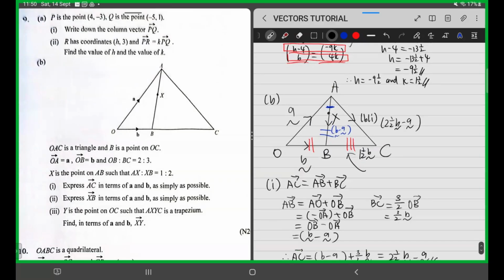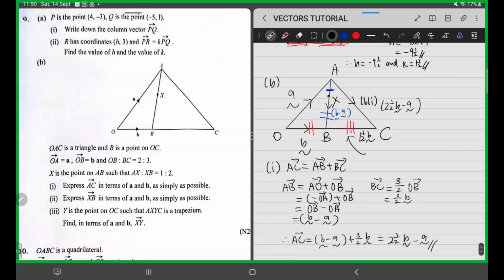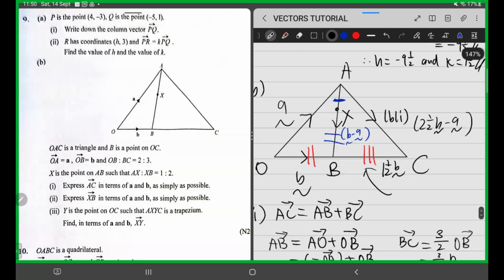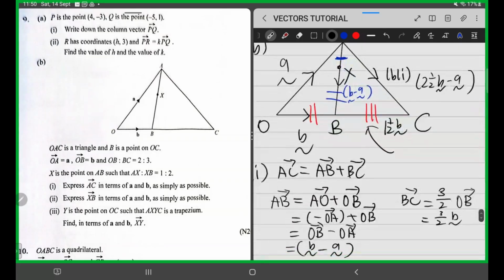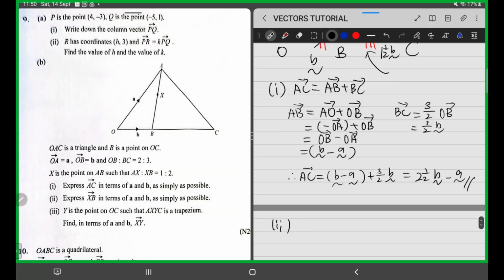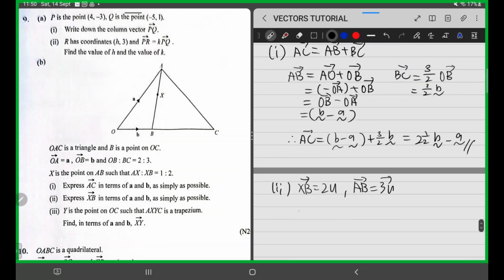Then we move on to part ii. They say express XB in terms of a and b as simply as possible. You know that XB is 2 units, AB is 3 units. So therefore, XB is 2 over 3 of AB, which gives us 2 over 3 of (b minus a).